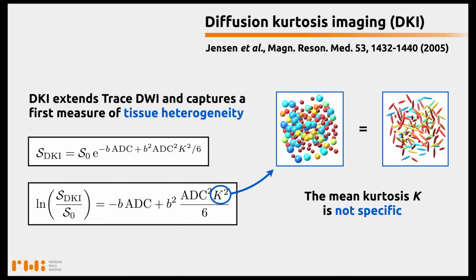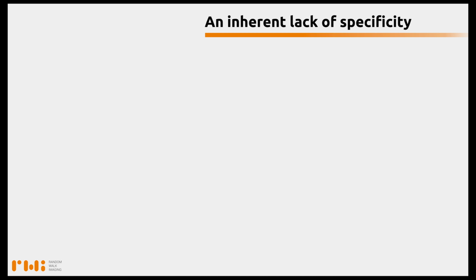The problem with the mean kurtosis is that it's not specific. For instance, you could have two different sources of heterogeneity that would contribute the very same way to the mean kurtosis K. In this case, for example, you see this voxel content that contains varying cell densities that are shown with these diffusion patterns with varying sizes. And here you have this other voxel content that contains elongated diffusion patterns.